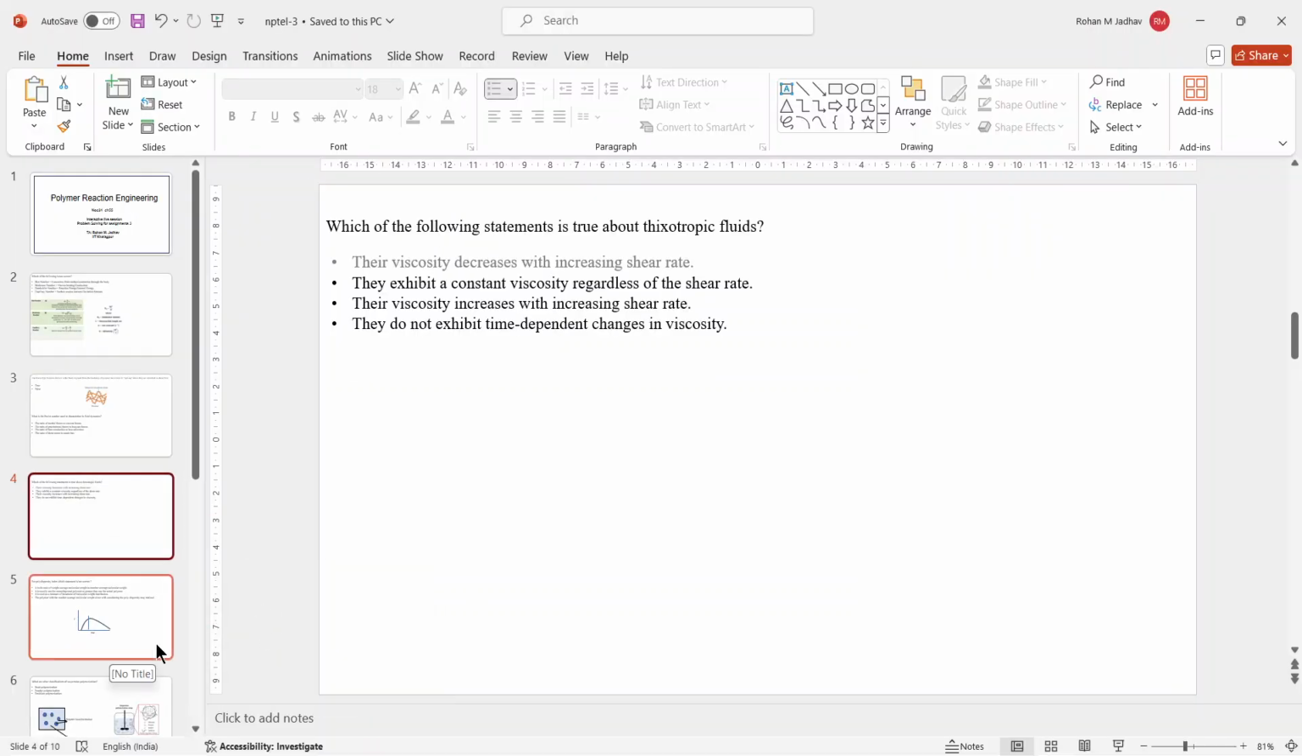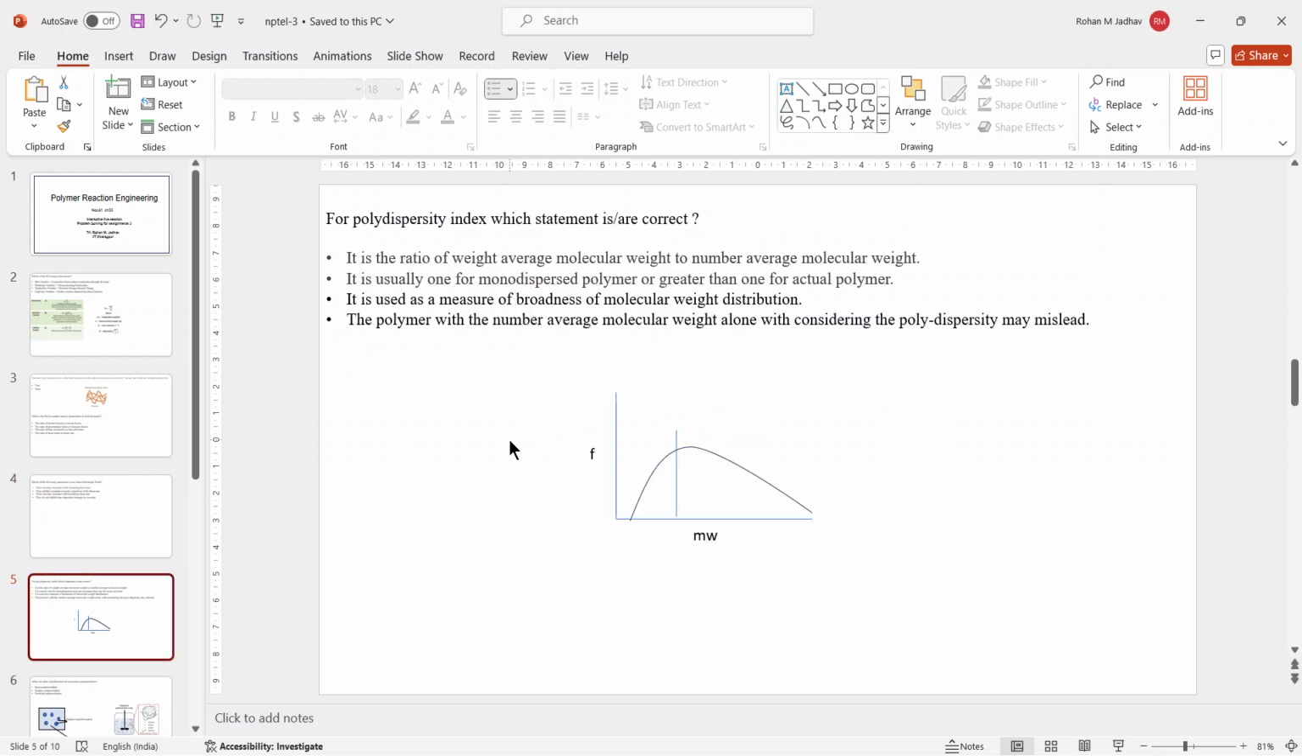I think you might have already understood this. So thixotropic fluids are those whose viscosity decreases with the increase in shear. Next, we have the question: for the polydispersity index, which statement is or are correct? So we have been given four options. If you have already attended the first class, you might have witnessed this question already.